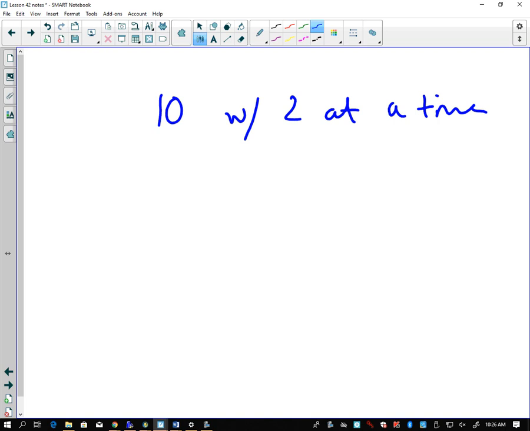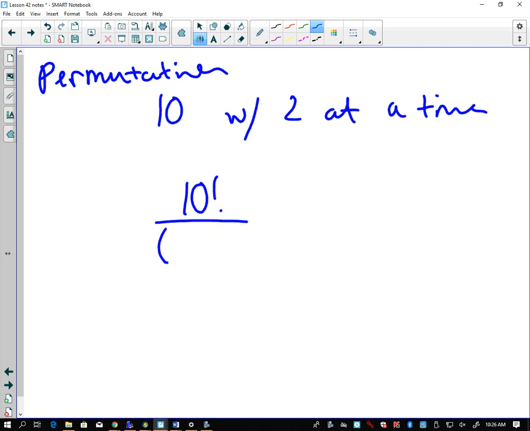What's my equation? Permutations, right? That's in our notes. So let's go back and look at our notes. If I know I have 10 with 2 at a time, and it needs to be a permutation, not a combination, it should be 10 factorial over 10 minus 2 factorial. Okay, 10 factorial over 10 minus 2 factorial.